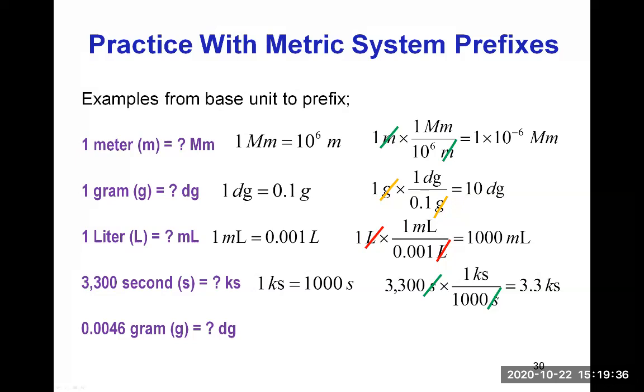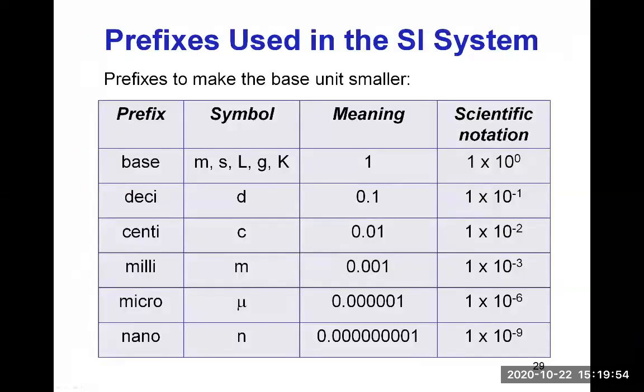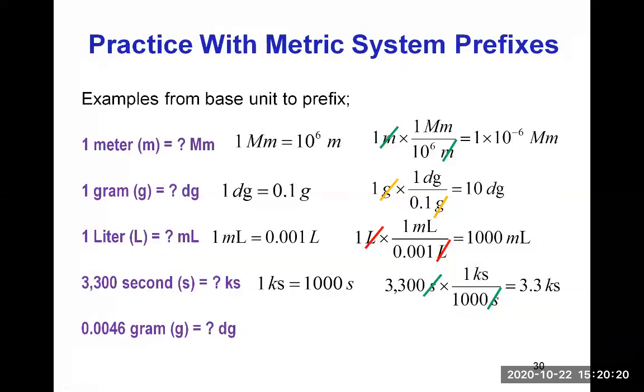So finally, what are 0.0046 grams in decigram? So let's look at the table where the decigram appears, or the deci prefix. So you can see here the deci prefix has a value of 0.1. So 1 deci is going to be 0.1 times the base unit. So let's write this. 1 decigram is equal to 0.1 gram. That's the same as earlier, actually. So you change deci by its value of 0.1 and you keep the grams on both sides.